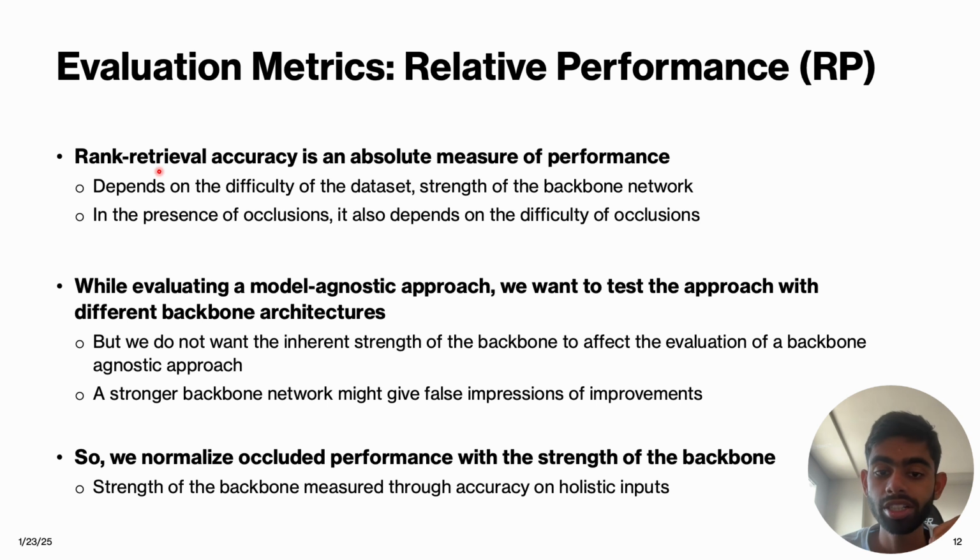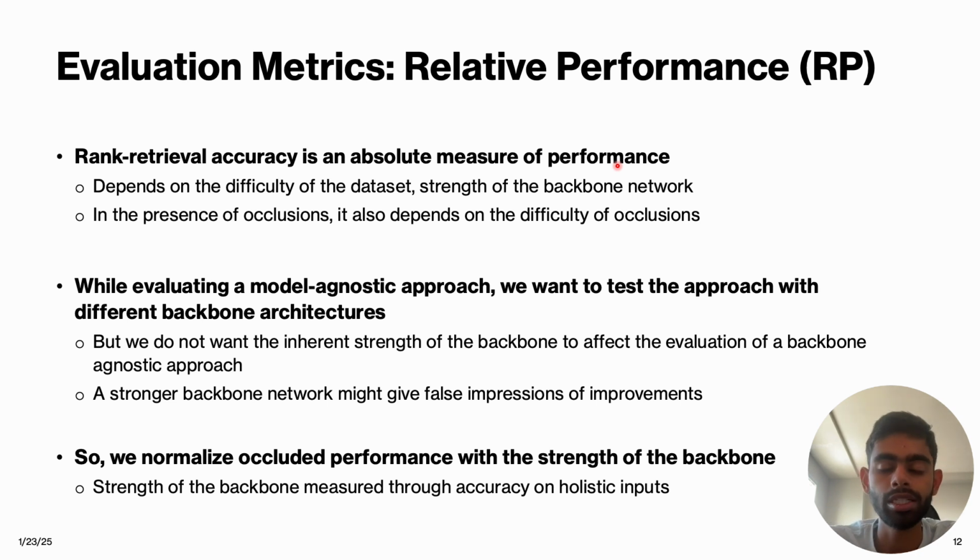However, rank retrieval accuracy is an absolute measure of performance, and it depends on multiple factors like the difficulty of the data set, the strength of the backbone network, or maybe the difficulty of occlusions. However, we want to evaluate a model agnostic approach like MimicGait. We don't want the backbone architecture to have an effect on the evaluation of the model agnostic approach. Let's say a stronger backbone should not give false impressions of improvements.